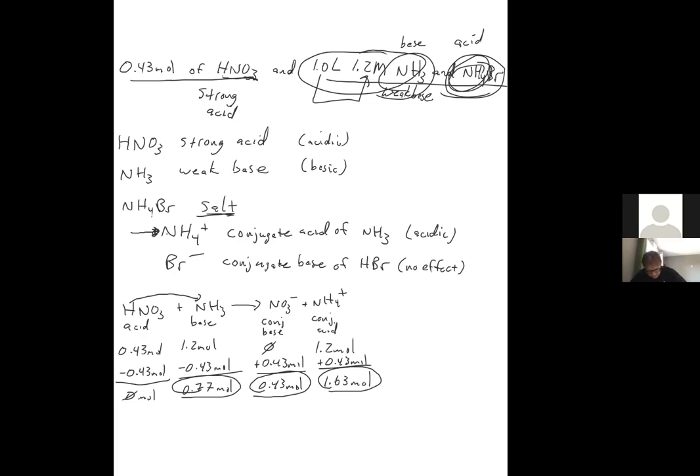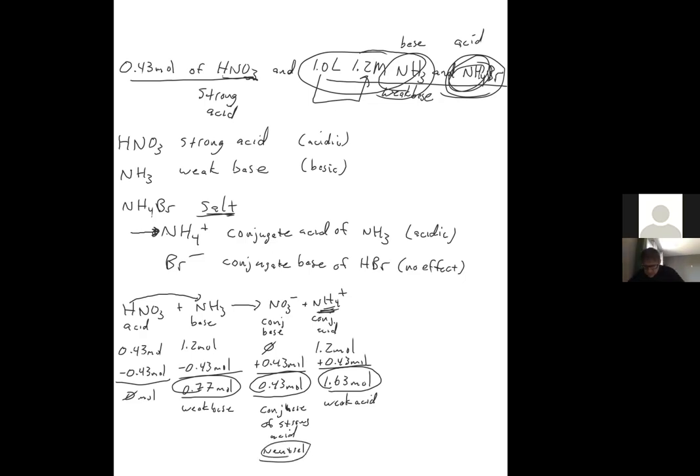Well, this is a weak base, right? This is the conjugate acid of a weak base, so it's a weak acid. Right? Weak bases give weak acids. Strong acids give no bases at all. Okay. So now we've got NO3 minus. This is the conjugate base of a strong acid. So it's neutral.